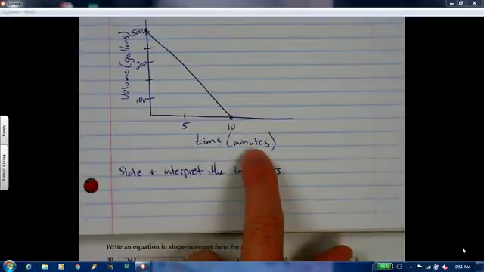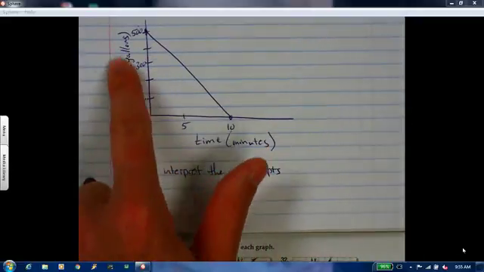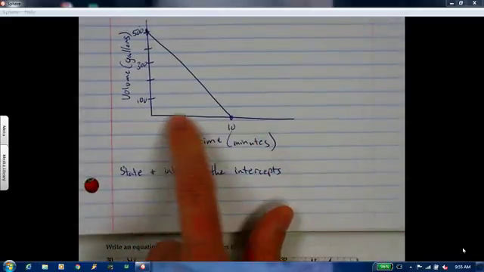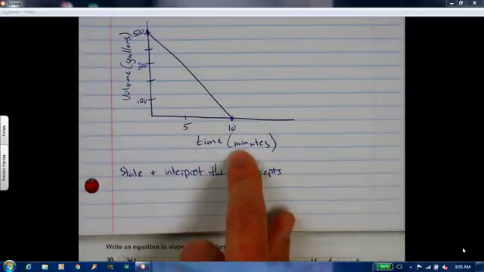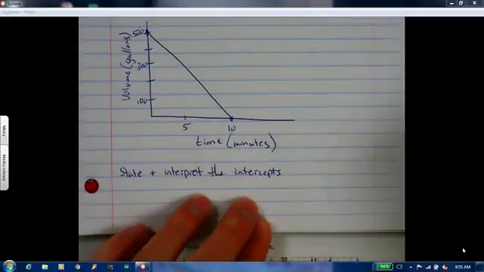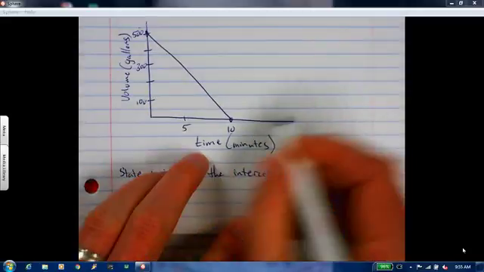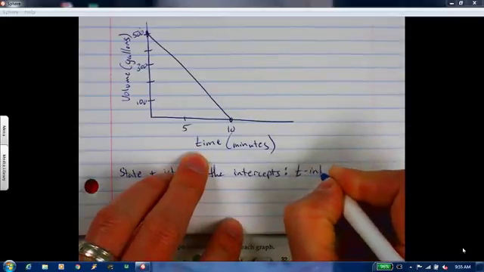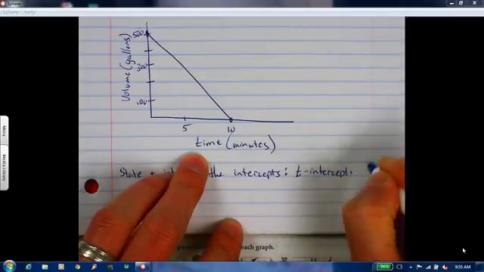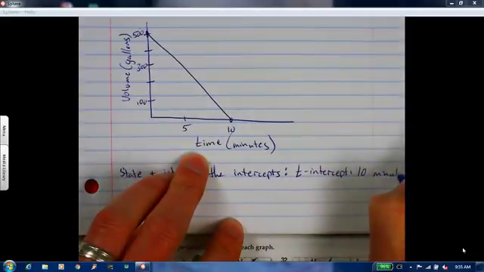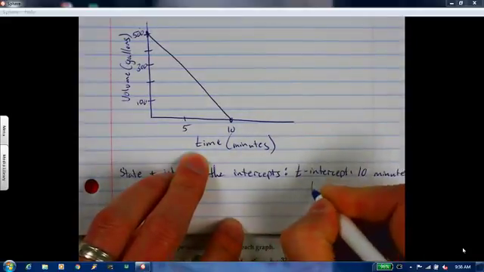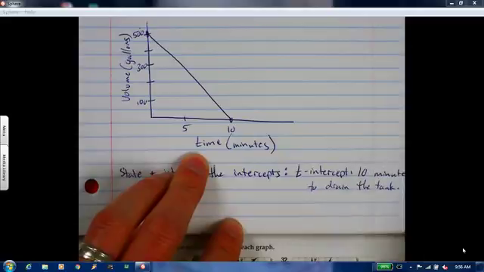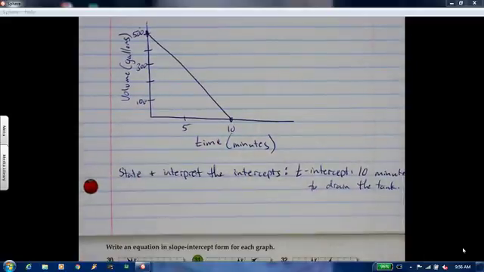So if I have volume, and it's in gallons, and it's 10 minutes, what's the volume? How many gallons are there in this tank at 10 minutes? 0. So instead of saying this is X, what label might I use here? Time. So our T-intercept is 10 minutes to drain the tank. So our T-intercept, because time is along the x-axis, is that it's taking 10 minutes to drain the tank.